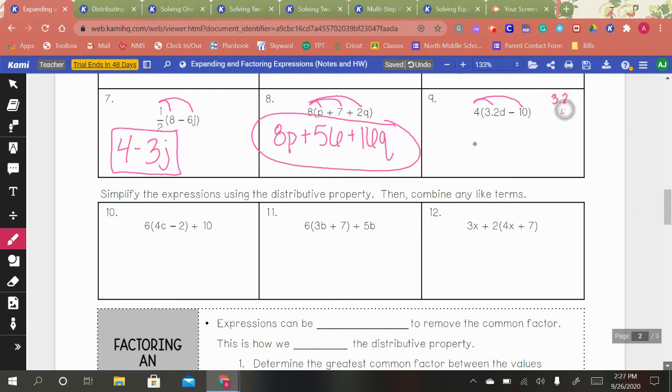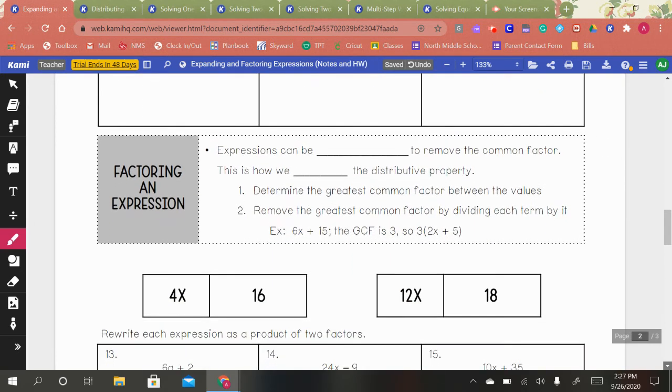3.2 times 4: 8, 12, and my decimal point, sorry, 12.8d, and 4 times 10 is 40. All right, we cannot combine because they are unlike terms, so we're going to leave it like that. All right, number 10.